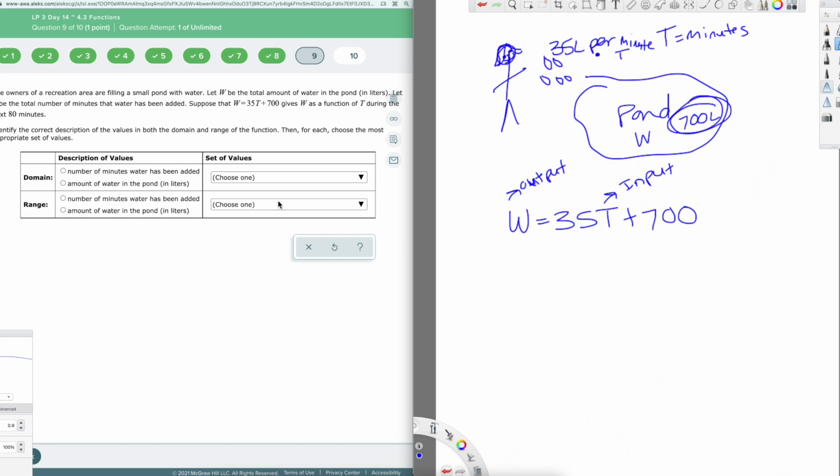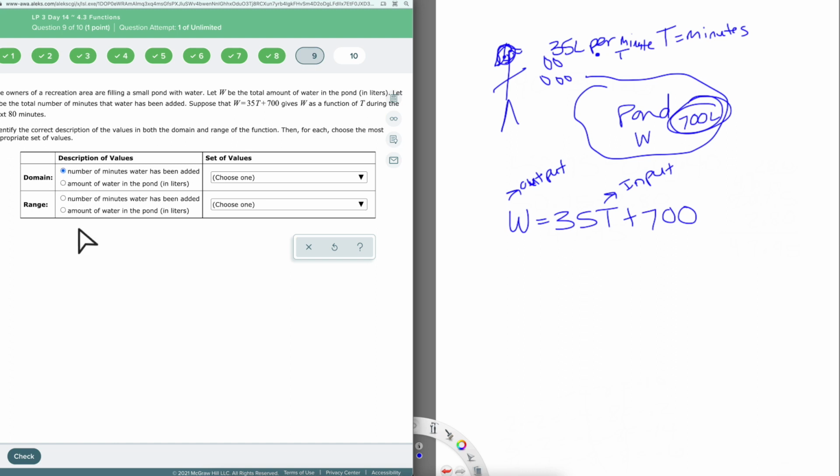So an input is going to be my domain. Domain is another way of identifying the x coordinates or the x-axis. So if I know that my domain is going to be the number of minutes, I can go ahead and click that, the number of minutes. And my range, that's your y values or your total values. That's going to be the amount of water in the pond. So again, domain and range, just new words that are thrown out there. I think we've looked at them before, so we just reviewed those very quickly.